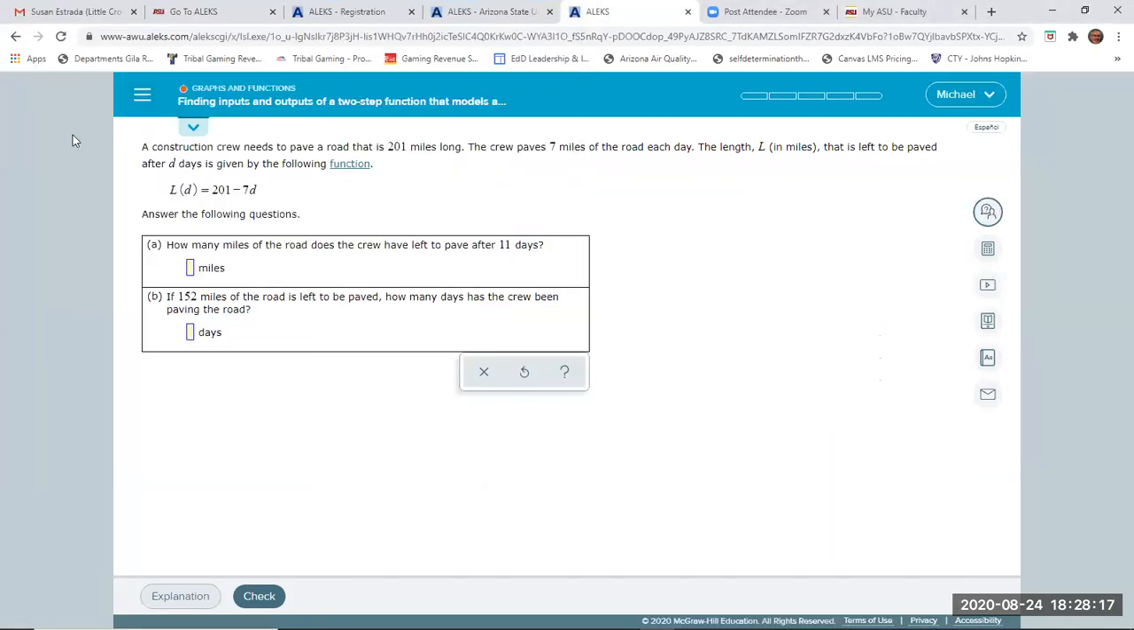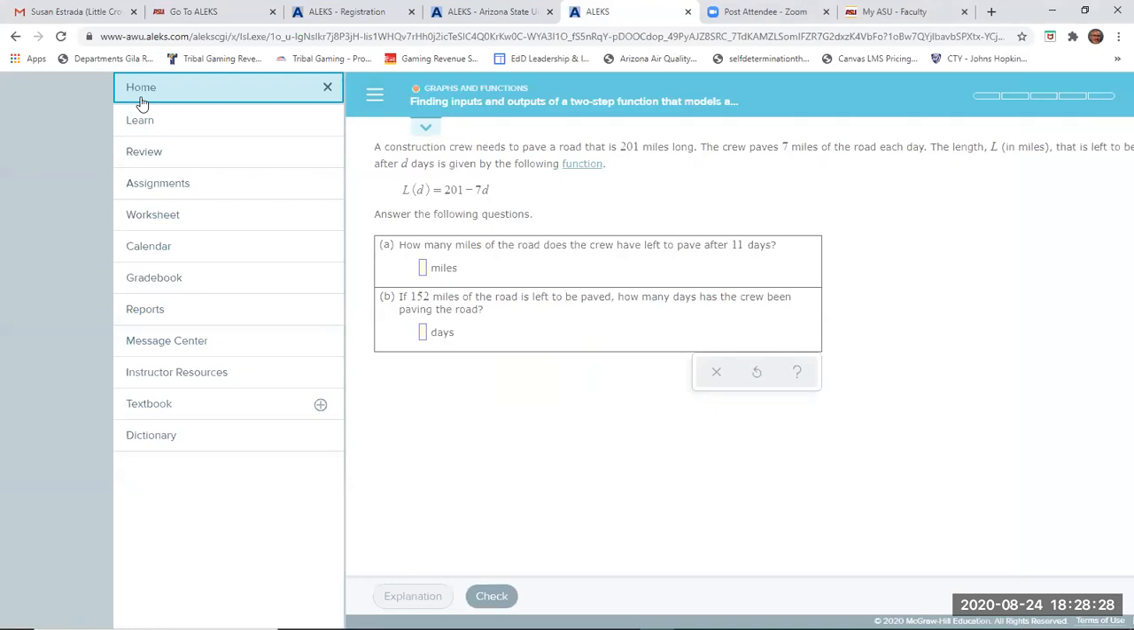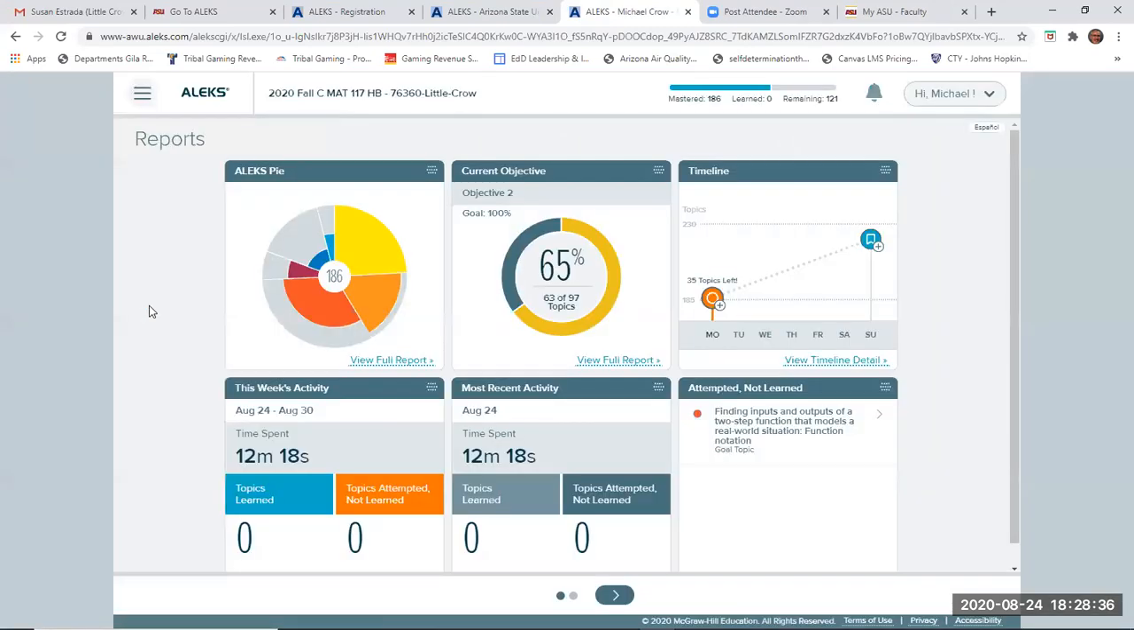Okay, keep working. One of the things you're going to want to do is look at the reports. There are these 3 horizontal lines at the top left. When you click on them, you get a drop-down menu, and reports. That's going to be an important thing to take a look at. So click on reports. This will report your progress in the ALEKS homework system.